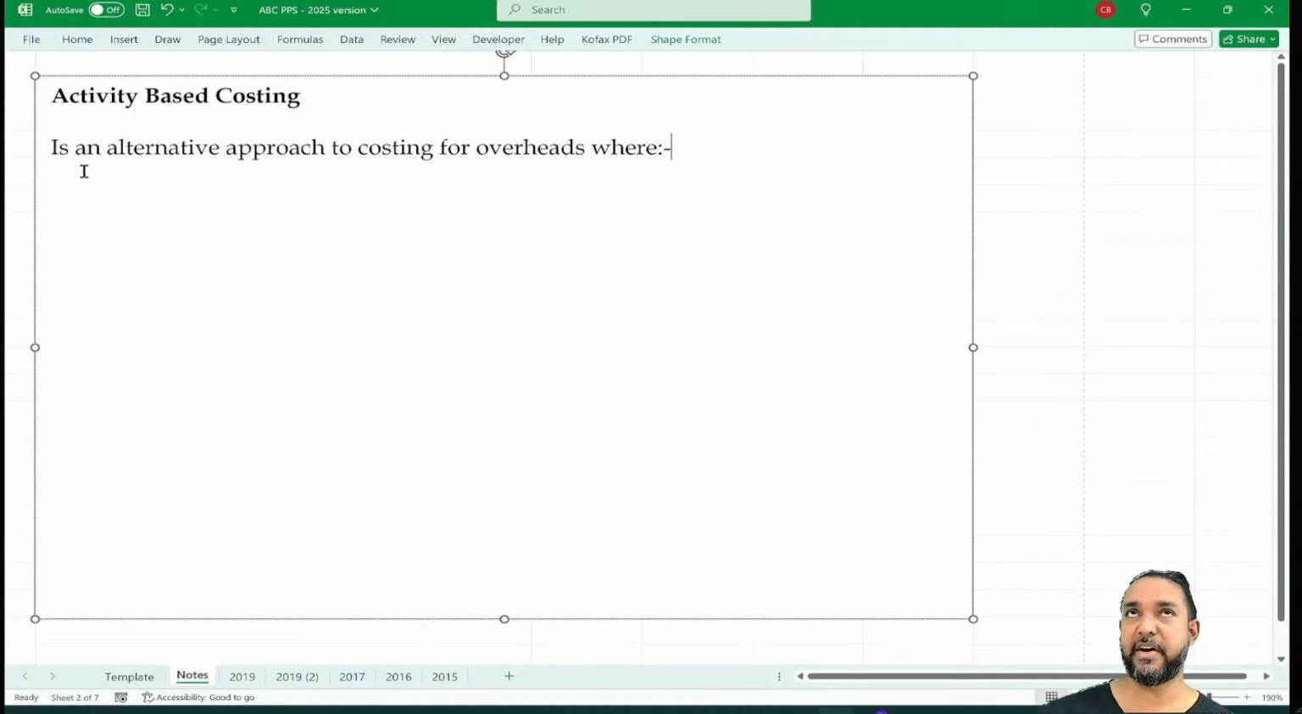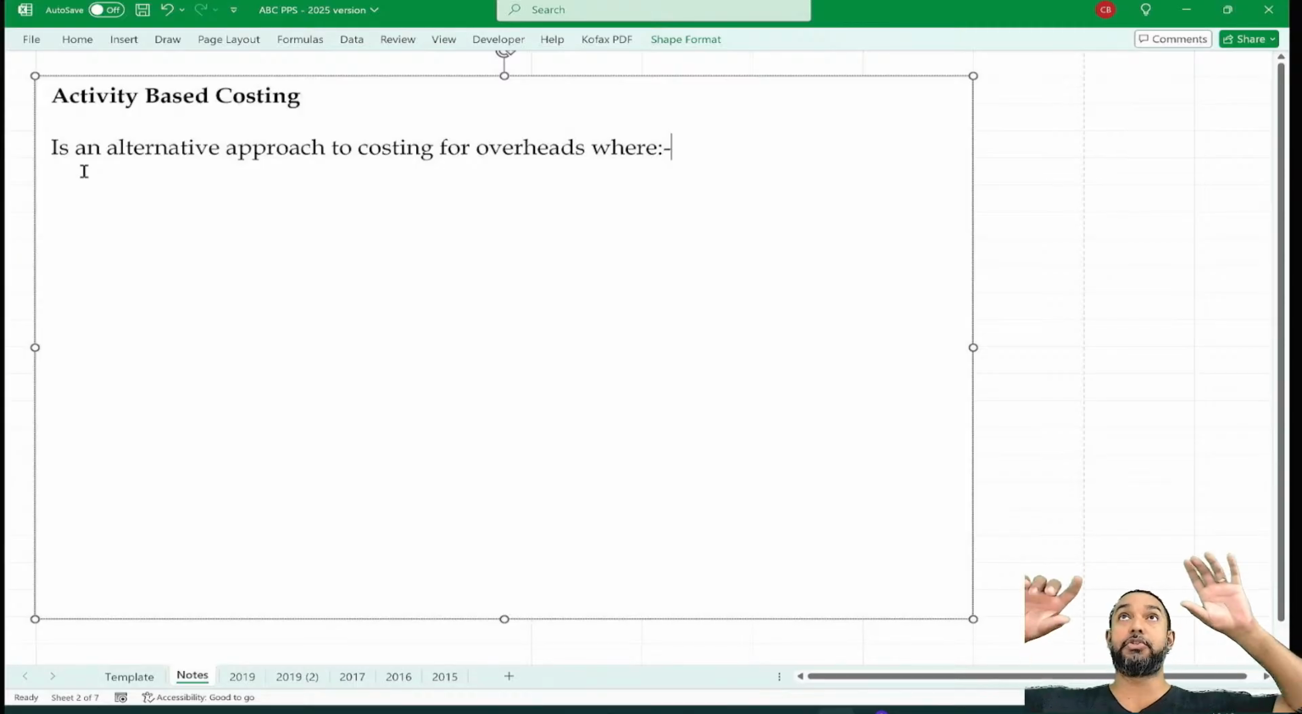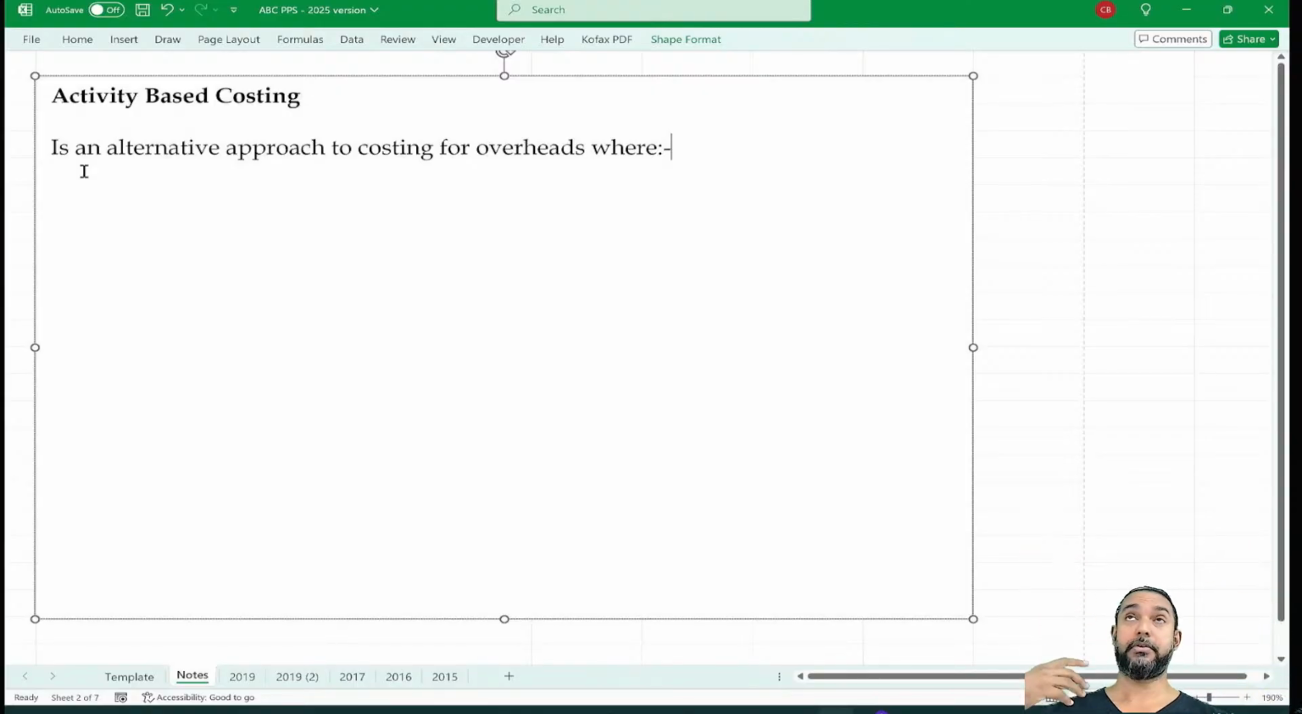So, like I was saying, we have these components, of course: direct materials, direct labor, and overheads. So we saw last week with job costing, what we did with the overheads: we took the total estimated overheads, divided that by the total estimated volume of the cost driver, right?